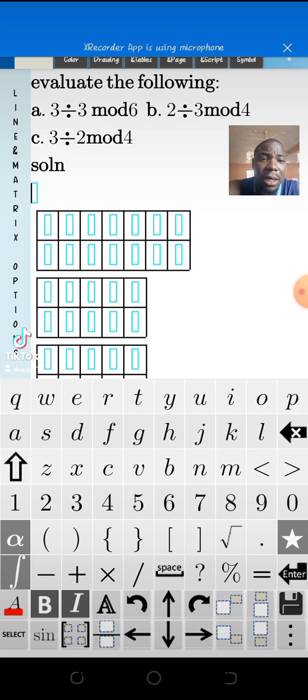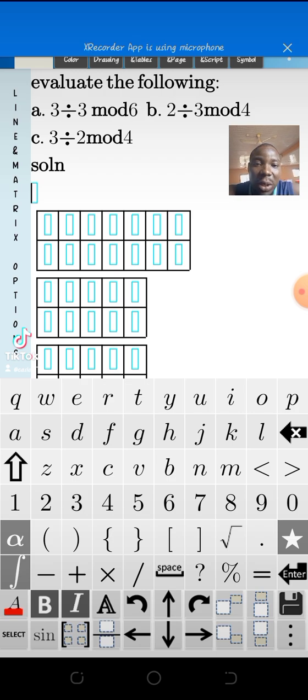Today we'll be talking about division in modular arithmetic. Okay, so we have an example here. Evaluate the following. You can see them. So we are going to solve A to C. It's going to be a little bit of a long video, but do well to watch and then learn.